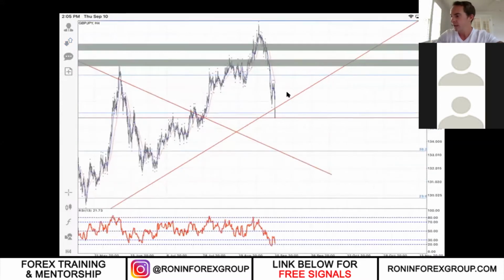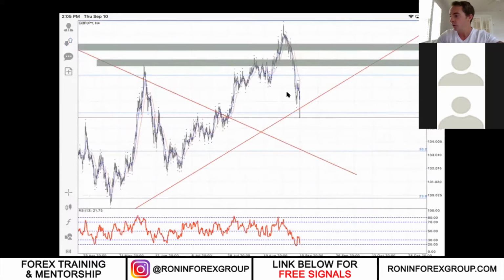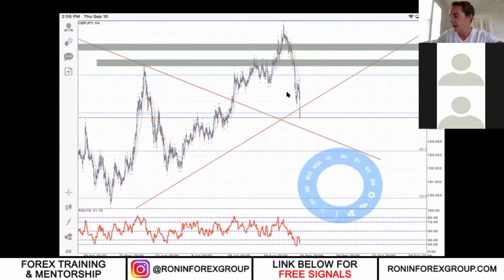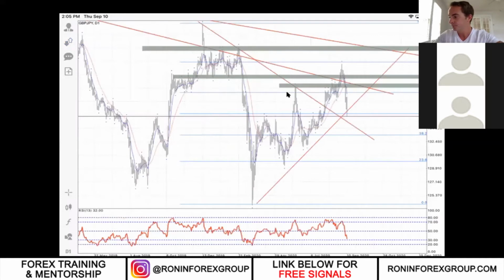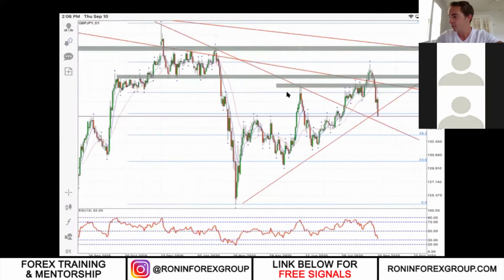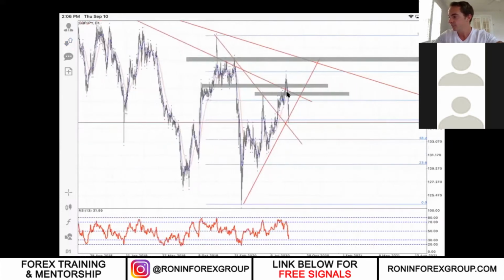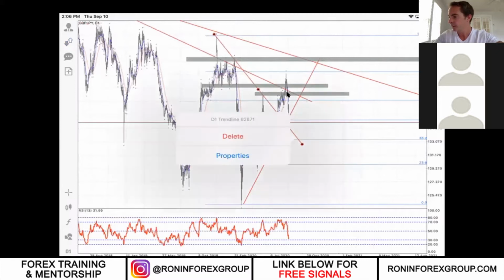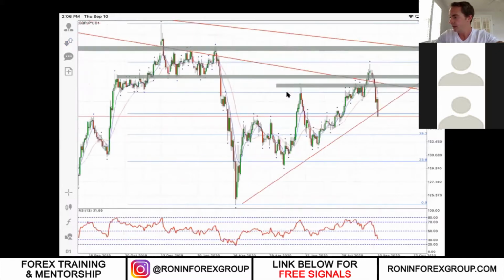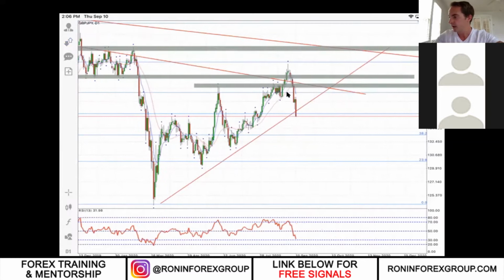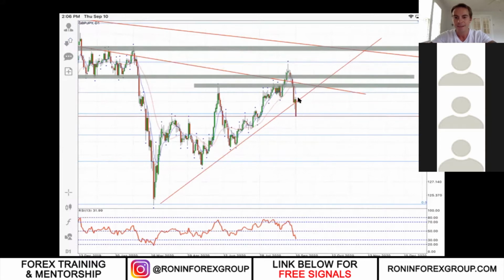And so GJ has been one of my favorite pairs to trade, but right now, man, this looks like a pretty big sell-off. I'm going to remove this here. And just if we're going by this trend line, straight up classic trend line break and retest, and then potentially a move lower.